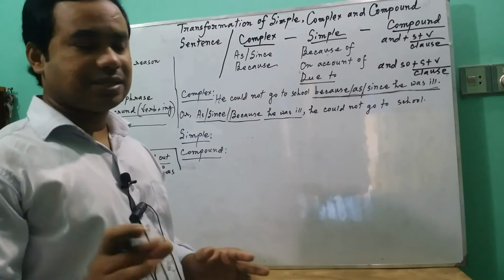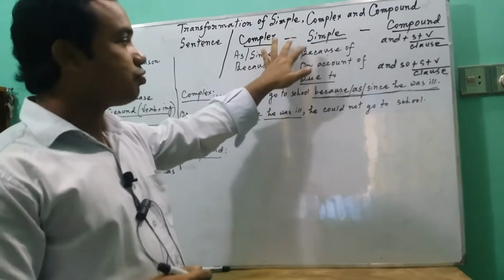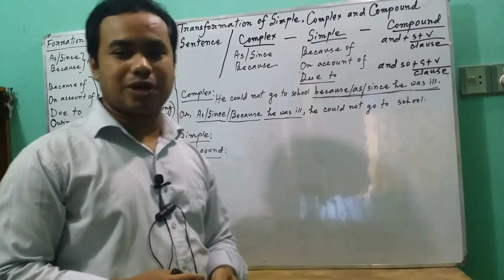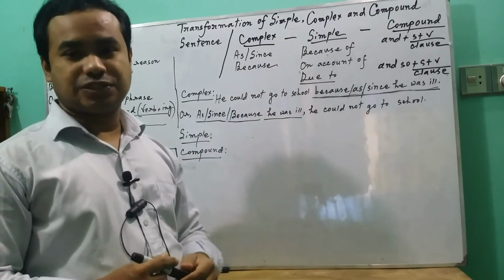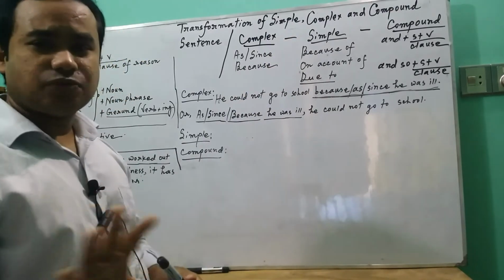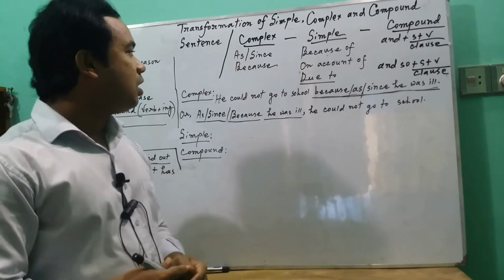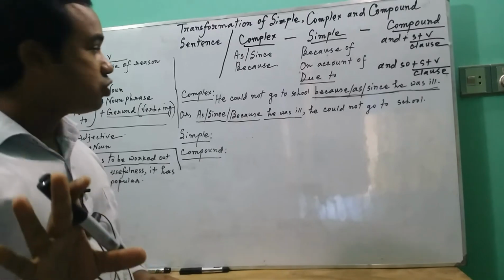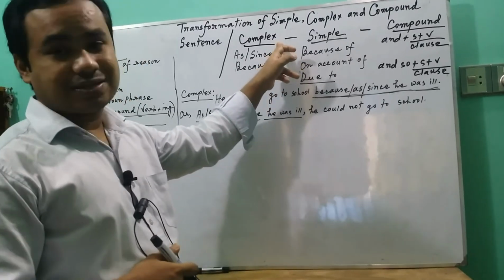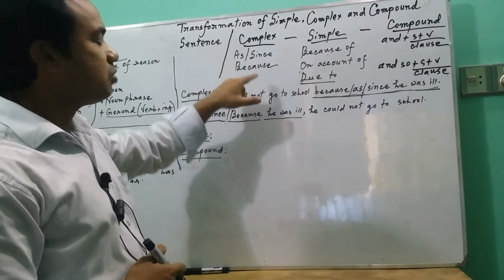So in this lesson, you will learn how to change a complex sentence into a simple one, or how to change a complex sentence into a compound one, and vice versa. Now, let's not waste any time and start with the complex sentence. Today, I'll talk about a complex sentence that contains subordinating conjunctions as, since, because.